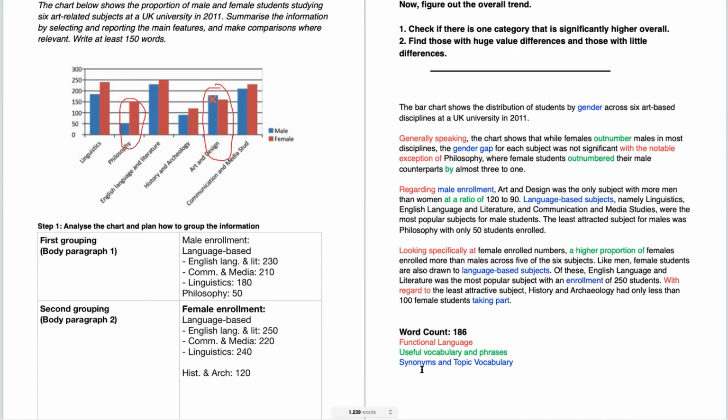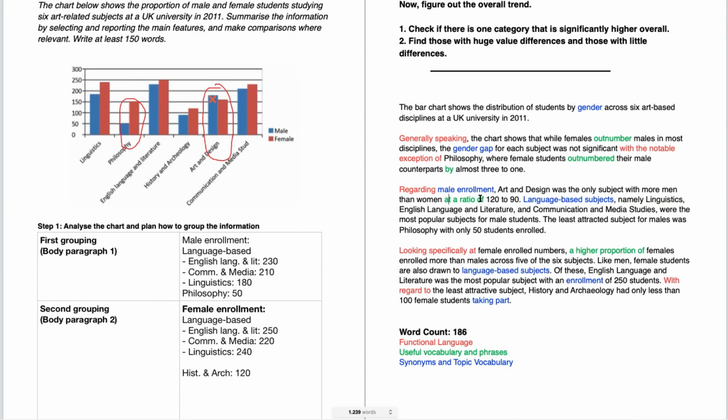And then synonyms and topic vocabulary are things that are specifically applicable to this example. So we've got "gender", we have "gender gap", and notice here that in our writing prompt, nothing was really discussed with the word gender. We only saw male and female. So the fact that we used gender and gender gap would show the examiner that we have great synonyms and that we don't have to keep repeating male and female.